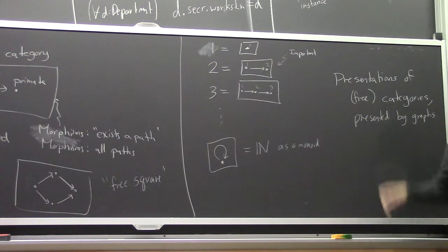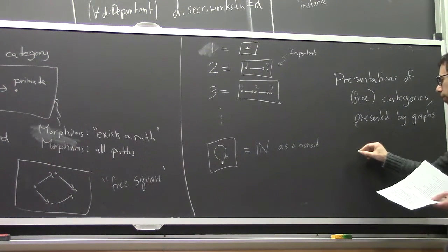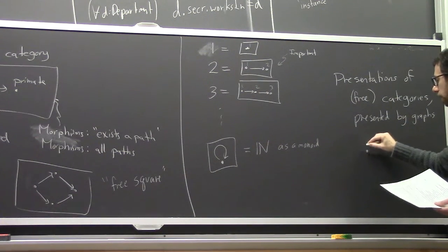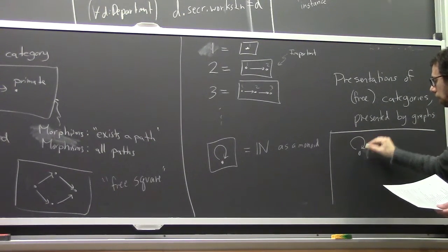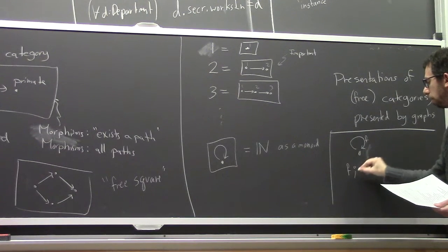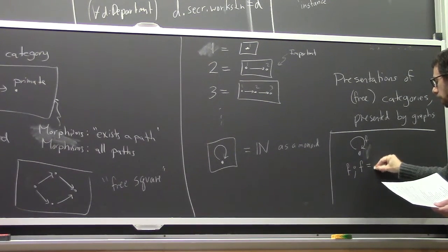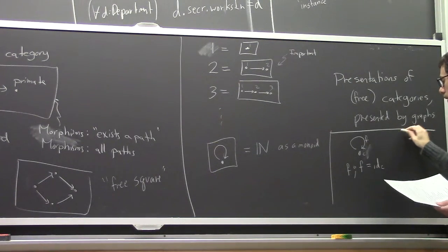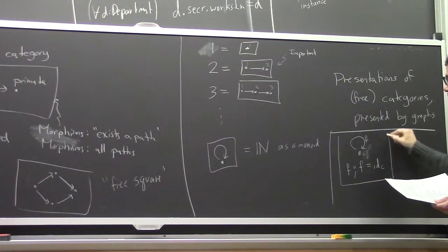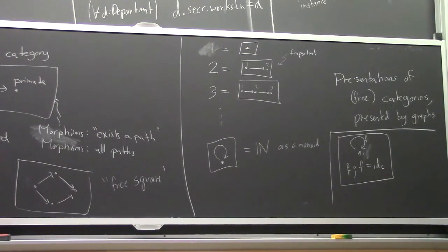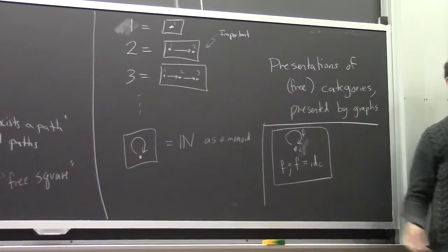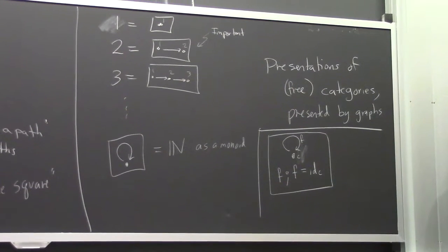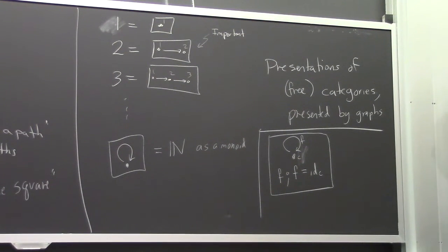And the reason they're free is because I didn't add any equations to them yet. But we could make them non-free by adding an equation. For example, we could say f semicolon f equals identity sub c. So how many morphisms does this category have? I've added an equation that says that f semicolon f, or f composed with f, is identity. This category is the monoid Z mod 2Z.